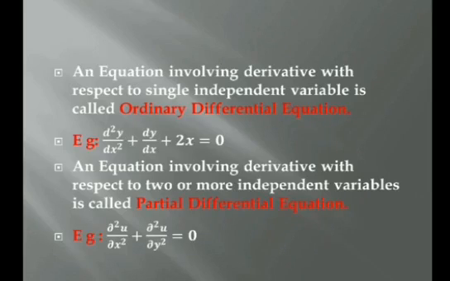Next we see what a partial differential equation is. An equation involving derivatives with respect to two or more independent variables is called a partial differential equation. Here we see the example, dou square u divided by dou x square plus dou square u divided by dou y square is equal to 0. Here we see the two independent variables, that is x and y. In an ordinary differential equation, the operator is denoted by d, and in the partial differential equation, the operator is denoted by dou.